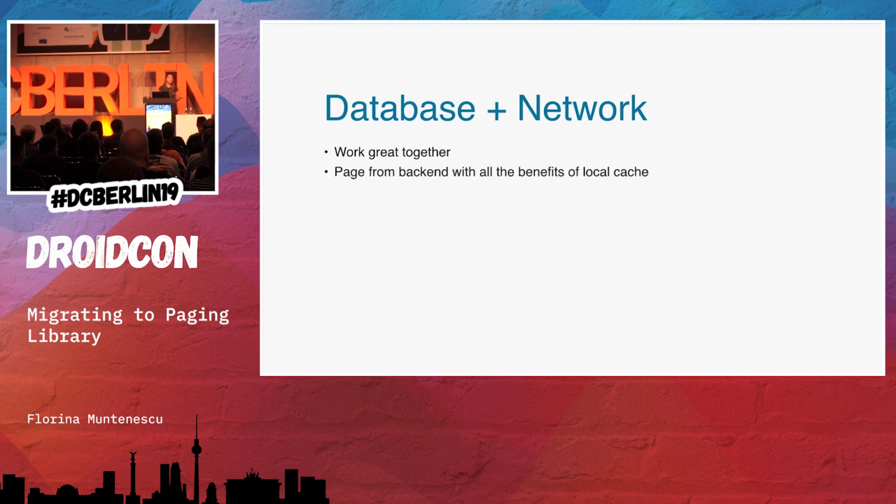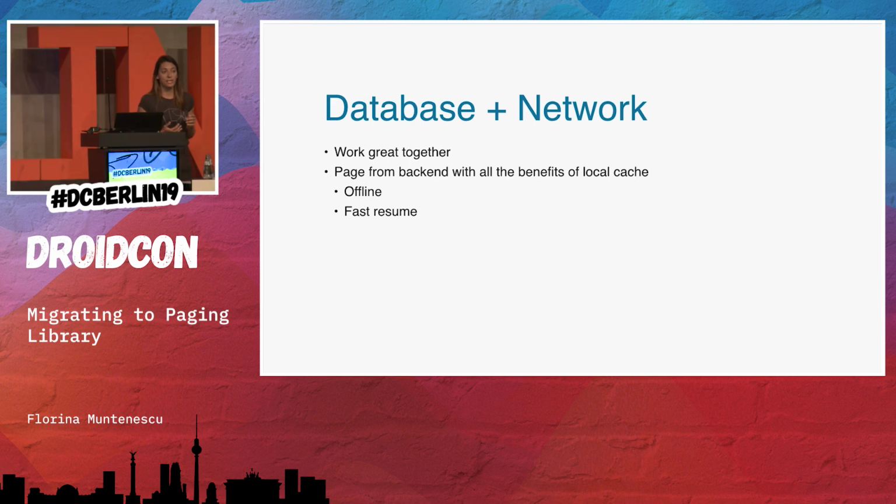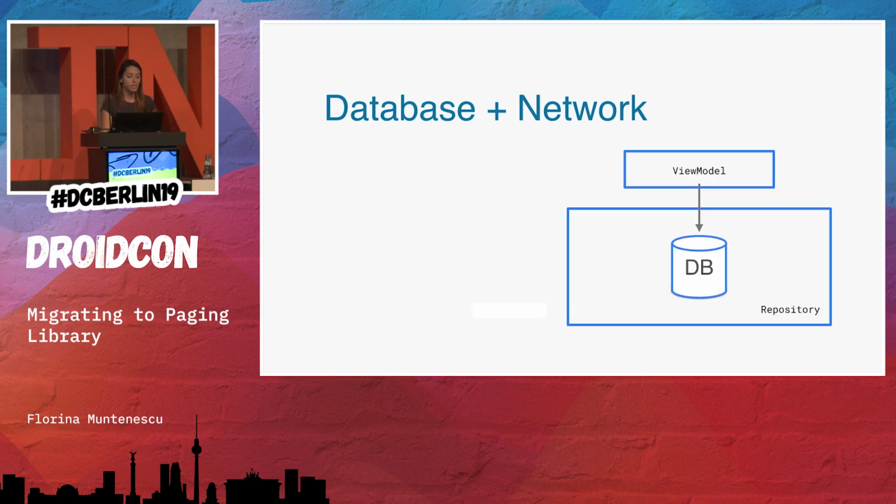We know that this means that we can page from the backend with all the benefits of having a local cache in the database. It means that this allows us to work offline, to display the data still if the user is offline, and we're able to quickly resume our application, because we don't need to wait for a network request response to be received. We can just display the data from the database. And because we already have the data in the database, we can minimize the network traffic, saving the user's data.